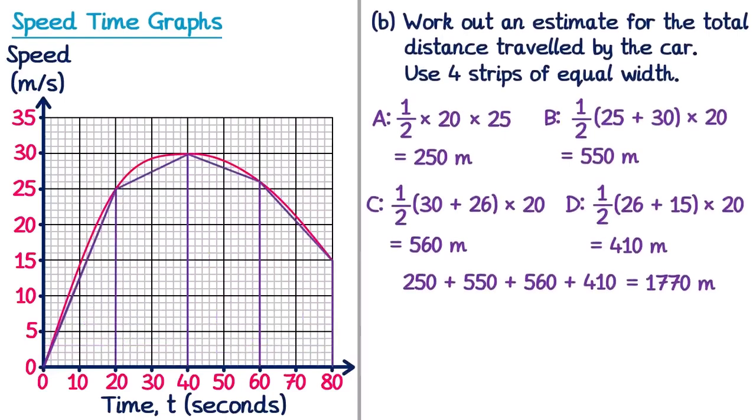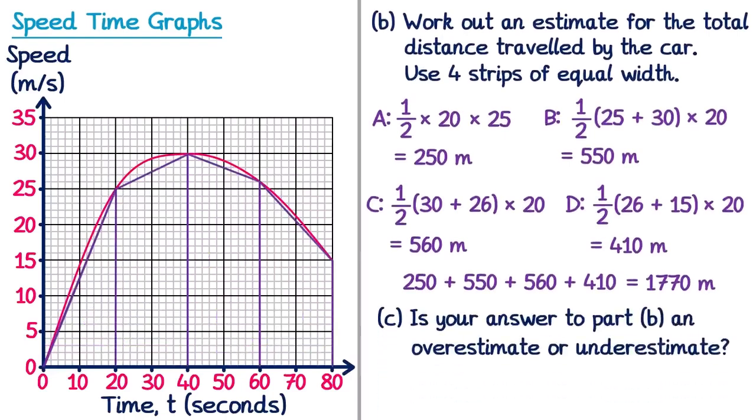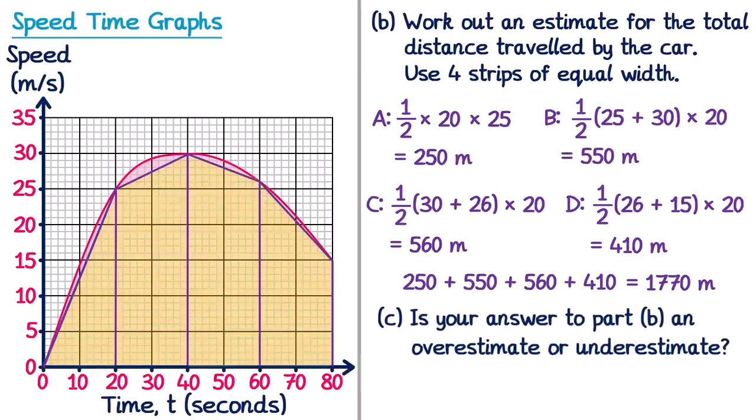We might have part C, which says, is your answer to part B an overestimate or an underestimate? So the real area under the graph is this one here. But we didn't work that one out, we worked out this one instead. You can see there are some small pieces of area that we didn't consider, like this part, this part, this part, and even this part in here. So if we wanted to find the real area, we would need to work those out as well and add them on, in which case our answer is an underestimate because it's slightly lower than the actual answer.